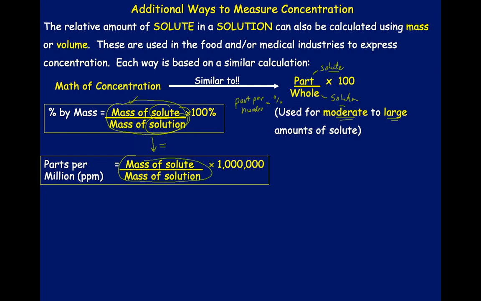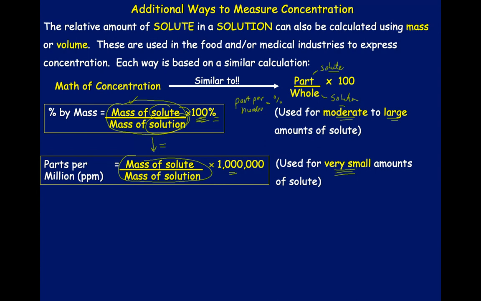What's different is the multiplying. Instead of multiplying by 100 to get percentage, we multiply by 1,000,000, and the unit is not going to be percent anymore. It will be parts per million, or ppm. We're going to use this for very small amounts of solute. And again, it's not wrong or right to use either one. It's just how well do you want to present your number?